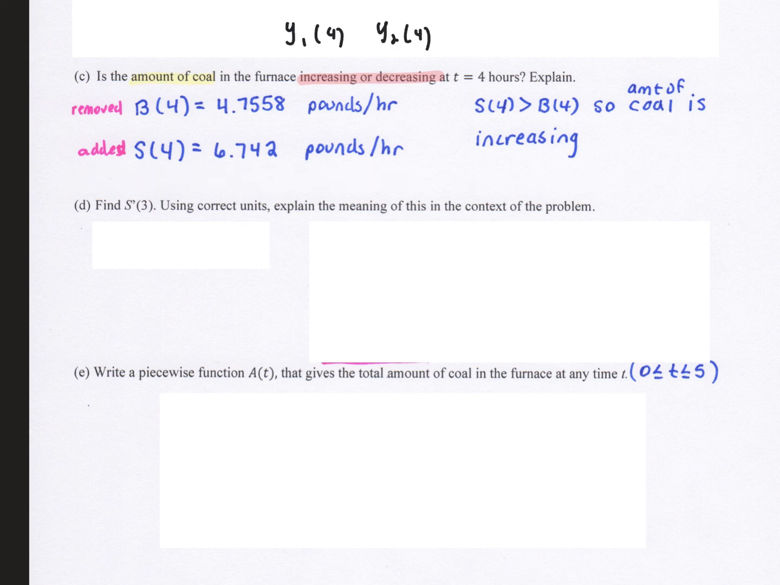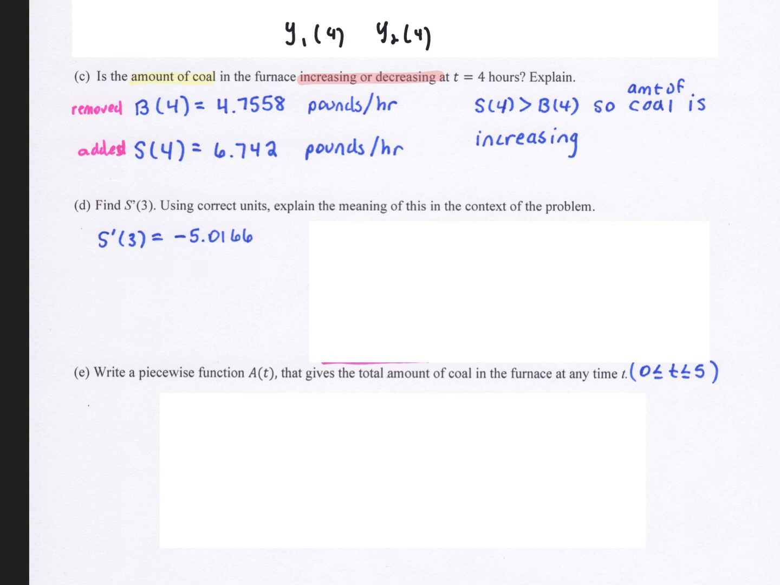In part D, I'm first asked to find S prime of 3. And again, because I have that function S stored into my calculator, I'm just going to use my calculator to find that derivative. And that gives me a value of negative 5.016 or negative 5.017, depending on if you round or truncate. Next, I'm asked to explain the meaning of this derivative in the context of the problem.